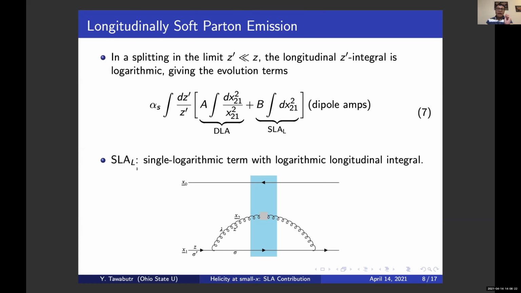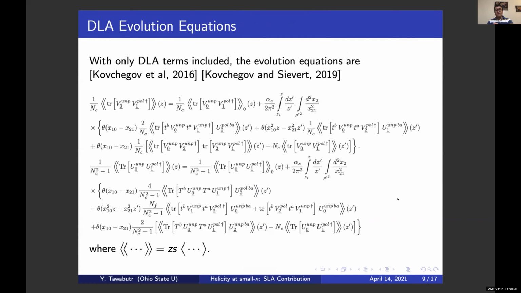And now if we discard all the single logarithmic terms and keep only the double logarithmic terms, we get this evolution equation, which was derived in these papers. They look quite long here, but one thing that we should note is that the objects on the right hand side, which involve a lot of polarized and unpolarized Wilson lines, are different. Like if we look at this term, for example, it's different from the object on the left-hand side, which means the evolution equation is not closed.